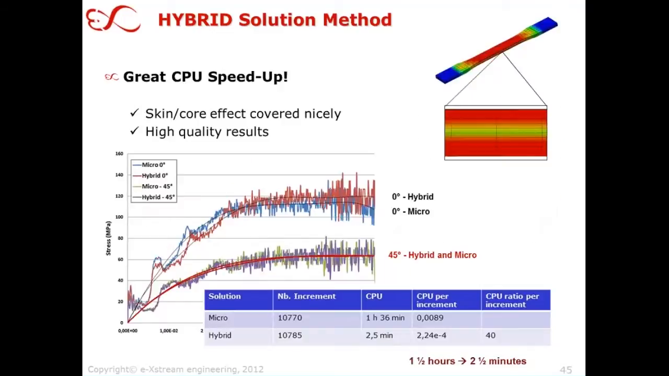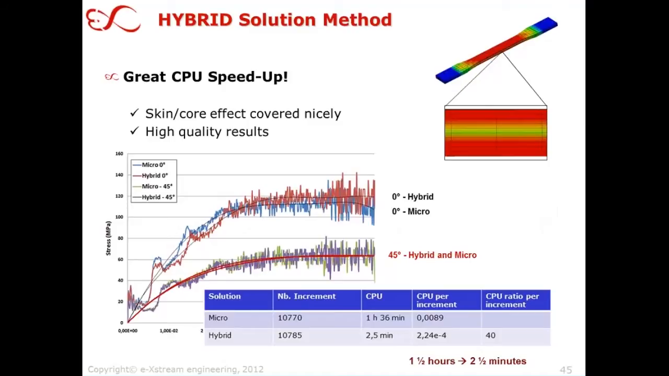And so what can we expect from that? Here is some example from the dumbbell level. What we see is that the hybrid solution to start with is really fully anisotropic. We nicely see for such a dumbbell cut out of a plate the skin core effect. It's covered very well. And we get high quality results if we compare the results to the exact micro approach. This is true for the global response here, the stress time curve.